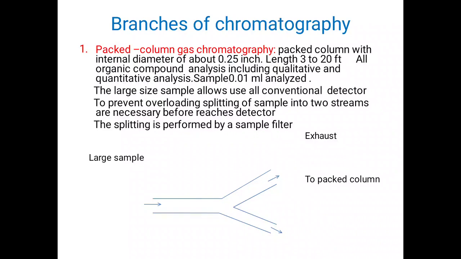Then, the injection of a large quantity of sample permits trapping of the components as they emerge from the column, and the trapped fractions can be identified by other methods such as IR, UV, NMR, or mass spectrometry. The fractions that are trapped can thus be identified.